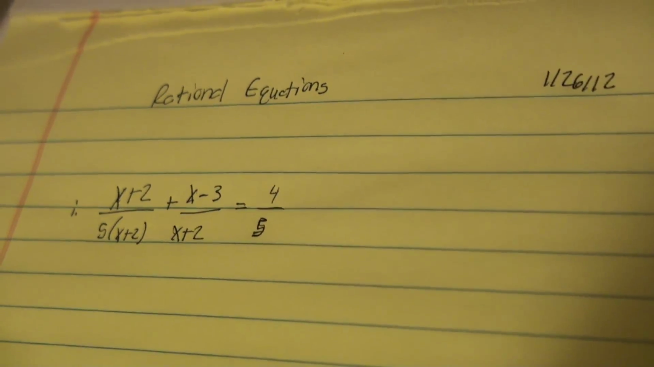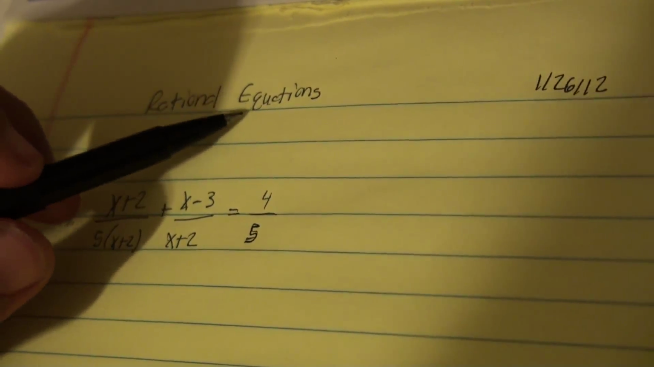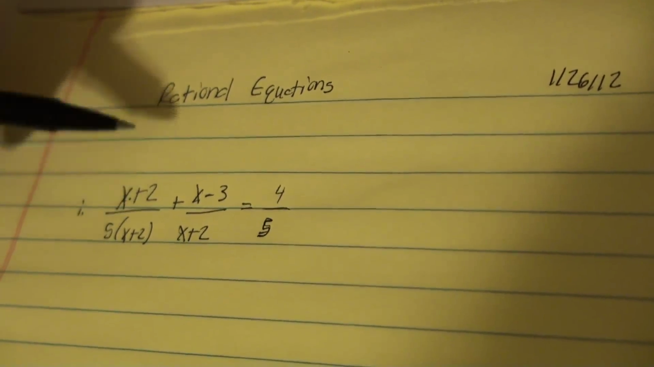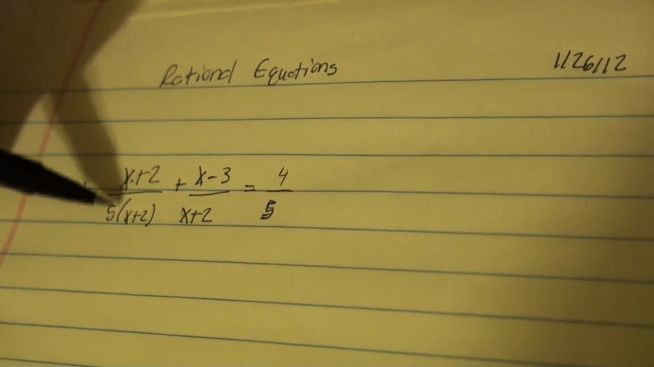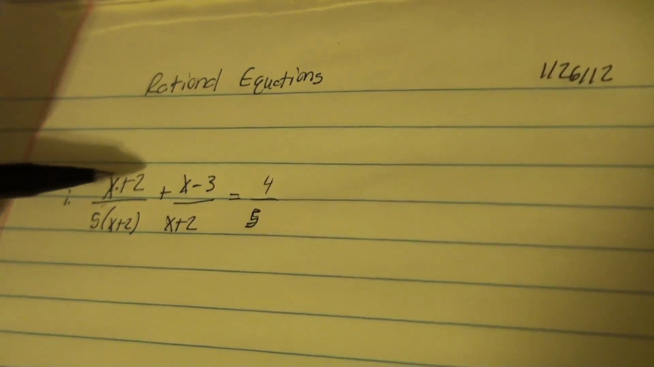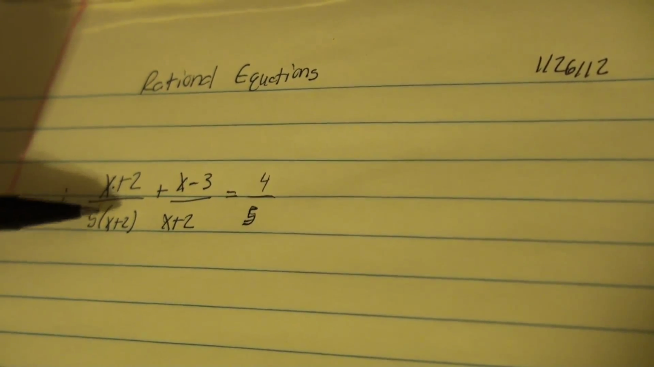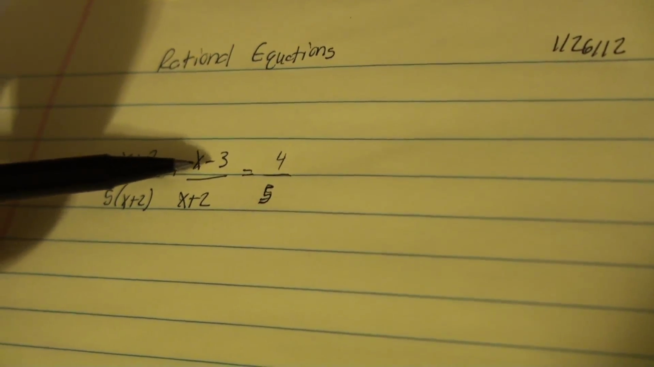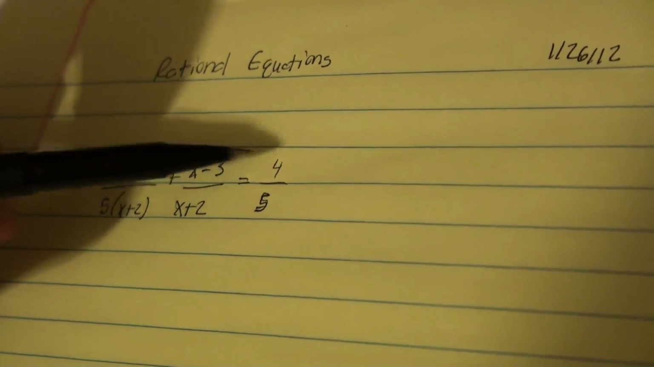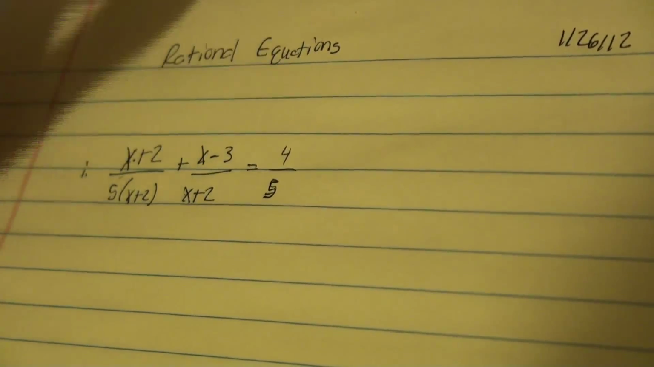So the problems that we are looking at today are rational equations. Rational equations are numbers that are in fractions, like (x plus 2) over 5(x plus 2). So the problem we are looking at is (x plus 2) over 5(x plus 2), plus (x minus 3) divided by (x plus 2), is going to equal 4 over 5.